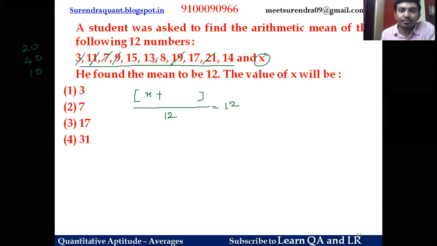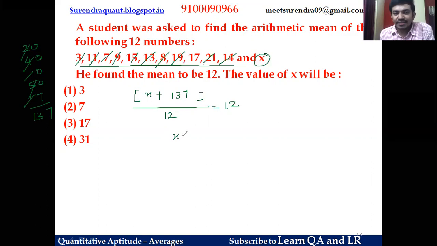Next, what can we do? 15 plus 13, 28. 28 plus 36. 36 plus 14, 50. And this is 17. What is the sum of all this? 2 plus 4, 6, 7, 8 plus 5, 13, 137. So the sum of all numbers is x plus 137, by number of terms 12, equal to 12.